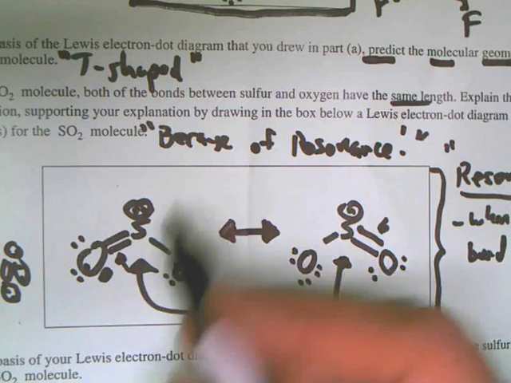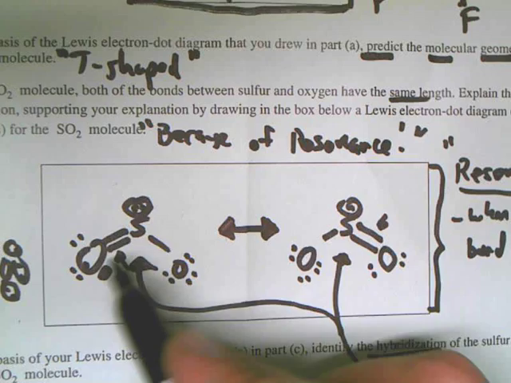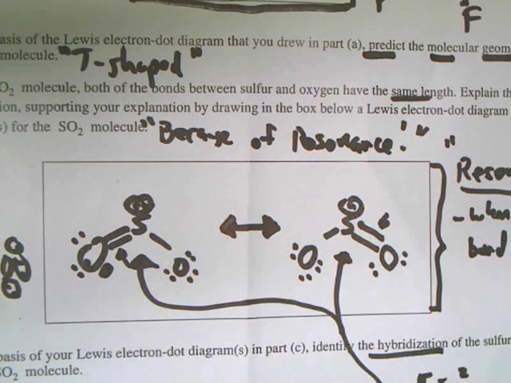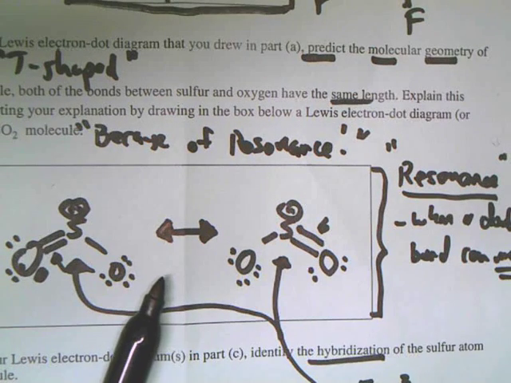The reason the sulfur to oxygen bond length is the same on both sides is because of resonance. This double bond can move around, so basically the average of both of these is the bond length. Just copy down what I wrote right now.